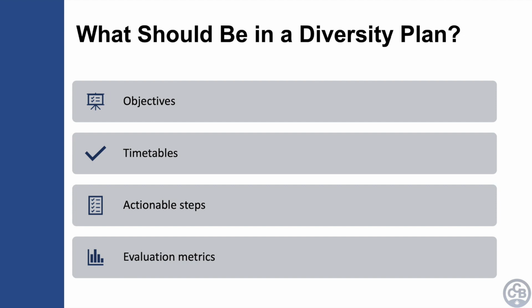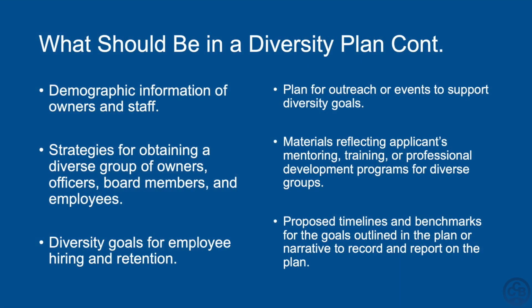What should be included in the diversity plan? Broadly speaking, this plan should include objectives, timetables, actionable steps, and evaluation metrics. See NCCR 5.045-1A10 for full details. As specified in the regulations, the diversity plan should include the following: demographic information of each owner, board member, employees, and independent contractor as currently known by the applicant.